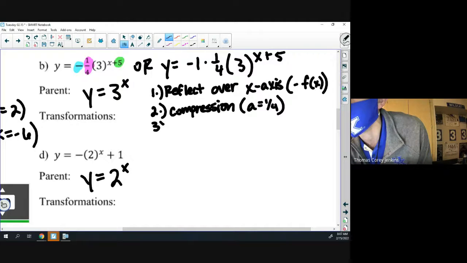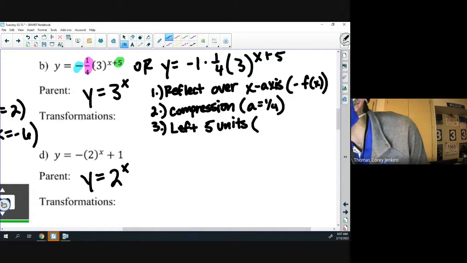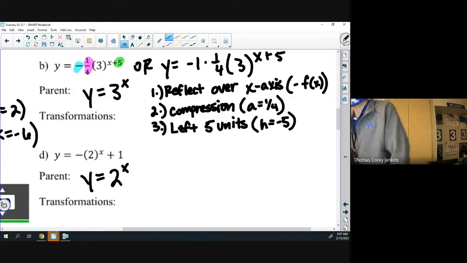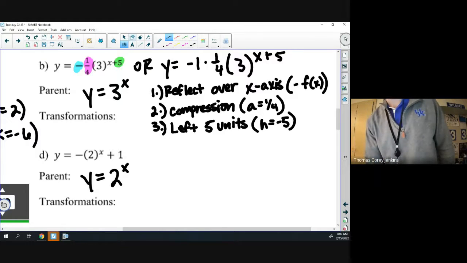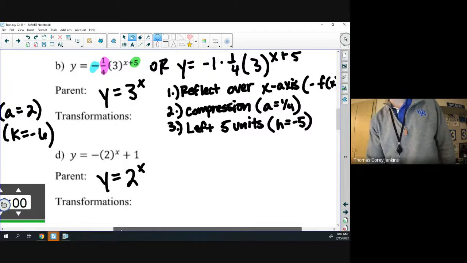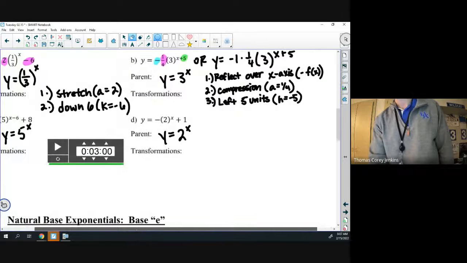And then the last thing, would that be left 5 or right 5? Left. So left 5 units, because h equals, it looks like 5, but actually h is -5. All right, so that's basically what I want you to do over the next few minutes with C and D. Well, first, before you try that, does anybody have any questions? Gretchen?